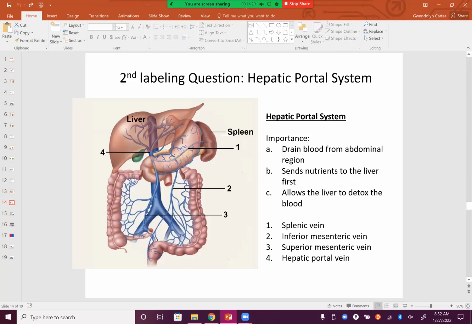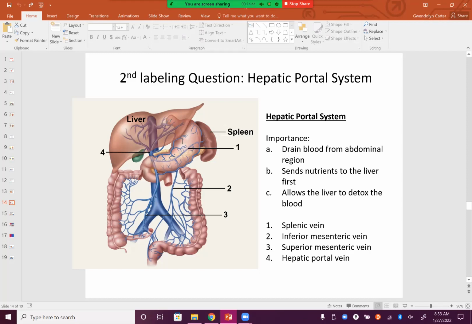Second labeling question. Only 4 in this one, but a little bit more on the importance. There are 3 things that are important about your hepatic portal system. Hepatic referring to liver. All of the blood for your abdominal region drains into your liver. All of it's going to go to the liver before it goes back to the heart. So there's importance number 1.